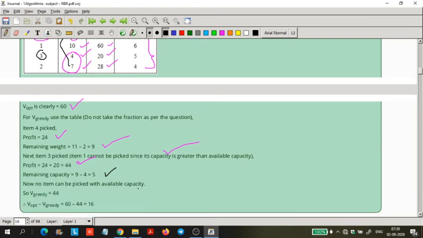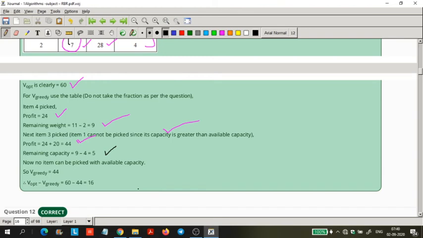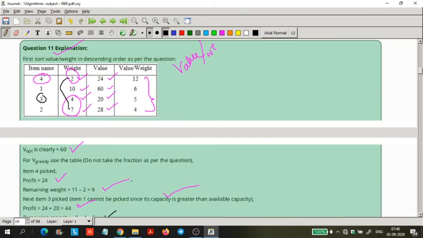Now no item can be picked with the available capacity. So greedy is 44, and V opt is 60, so 60 minus 44 is 16.